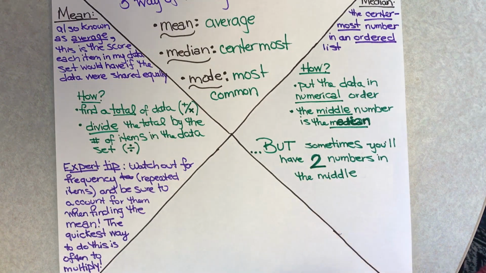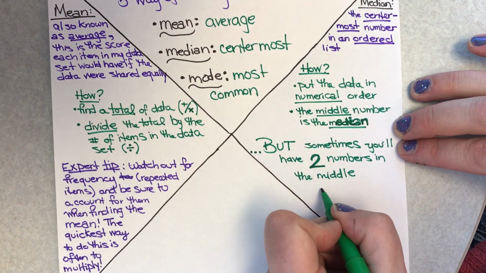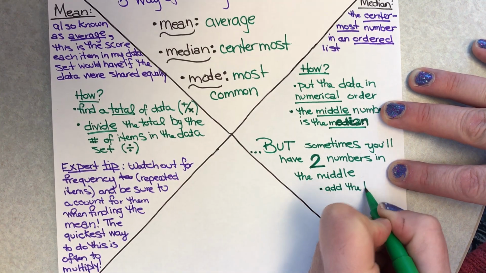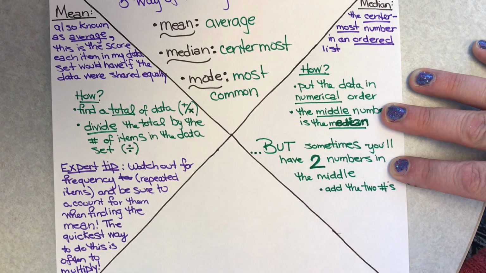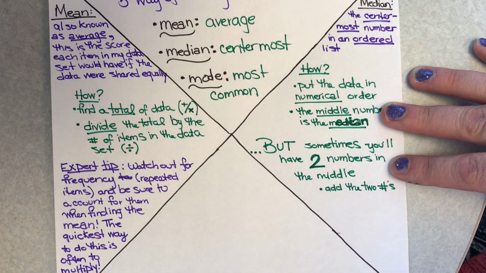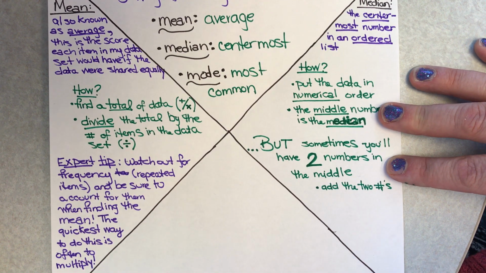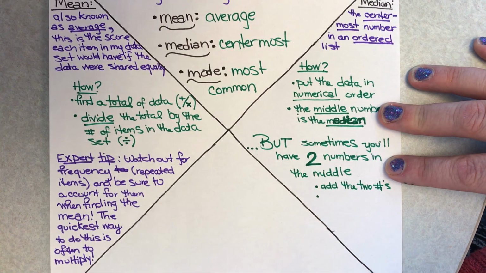Well, I joke around and call that a mini mean, because basically what you're going to do is find the mean of just those two numbers. So you're going to add those two numbers. You're looking for the perfect center. Sometimes you'll be able to tell what the perfect center is without adding. For example, if you had the two numbers 4 and 6 in the middle, I know what number is perfectly between 4 and 6. It's 5.